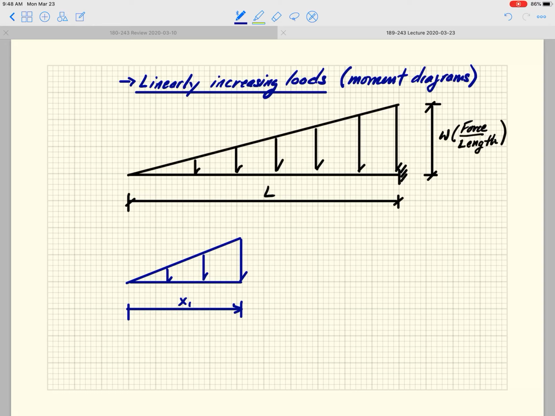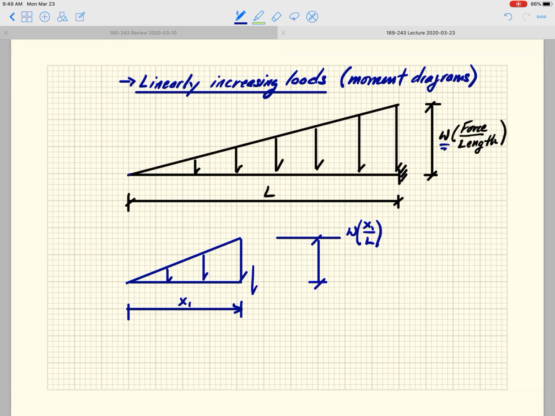So the value of, this is just geometry, but the amplitude of the distributed load is actually W times x1 over L, right? So if x1 equals L, then we're back to the full W. And if it equals 0, then we're at 0, and so forth and so on. It's linearly varying.